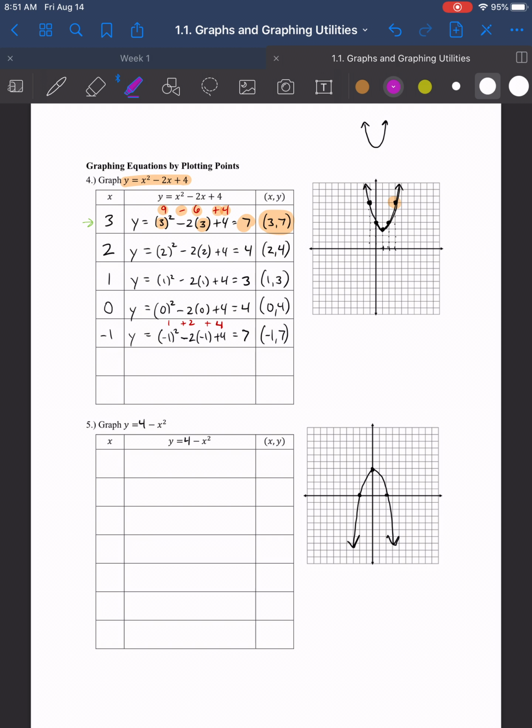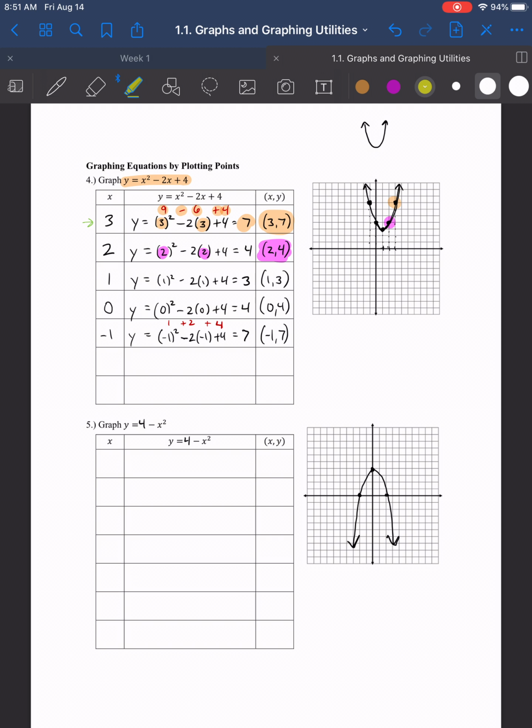Next, you do another point. So you can do something like, let's say 2. And so you plug in 2 here, 2 squared minus 2 times 2 plus 4. 2 squared is 4. Minus 2 times 2 is 4, so those cancel to 0. Plus 4 is 4. So this is the point (2, 4), which is over 2 on x, up 4 on y.